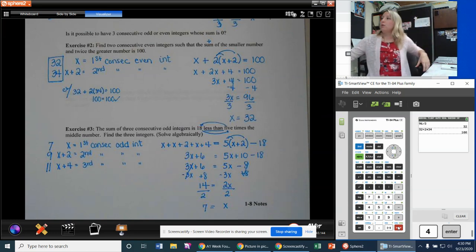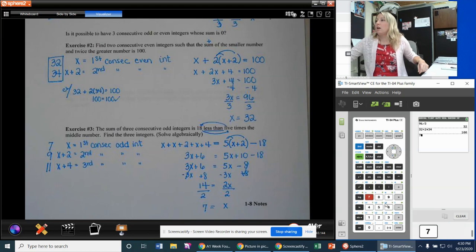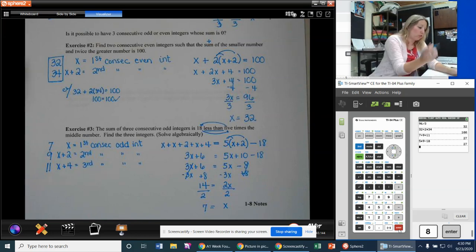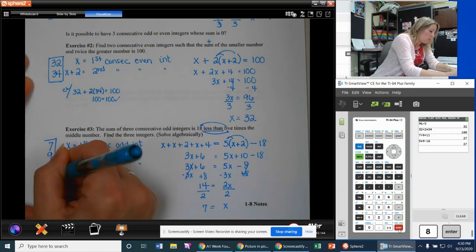So let's sum them up. 7 plus 9 plus 11 is 27. Okay. So now 5 times the middle number, well, the middle number was 9, minus 18 should also give me 27. And there you have it. So I just checked to make sure there's my answer.